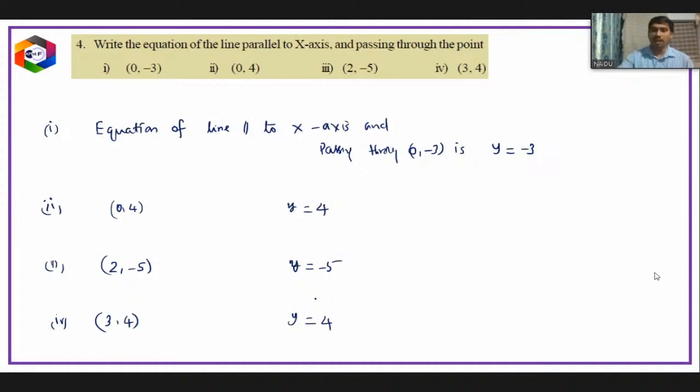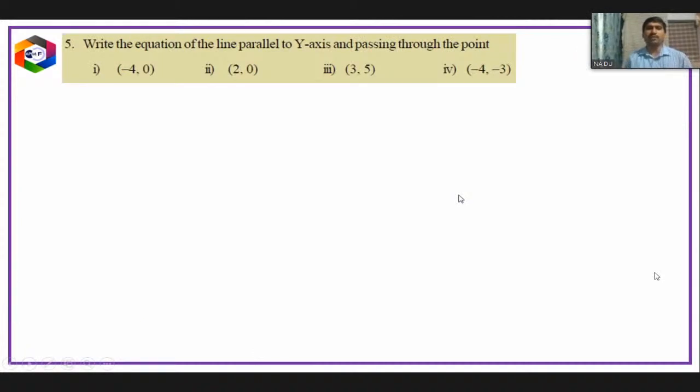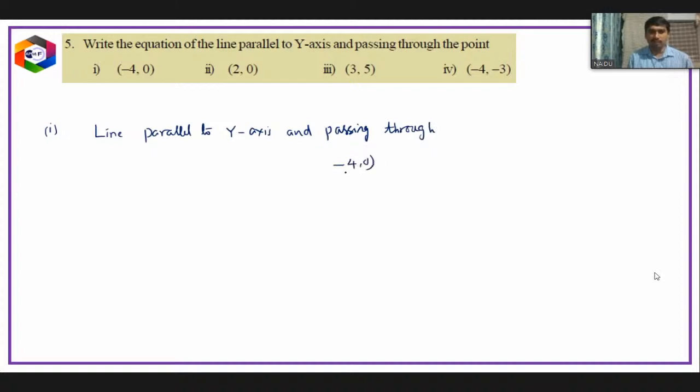I think it is clear. Now, only the equations are asked, passing through. We are moving to the next question: write the equation of the line parallel to the y-axis and passing through the point. As it is simple and you know that, but once again, I will explain the first question. Since it is a line parallel to the y-axis and passing through the point (-4, 0), as we know, if it is parallel to the y-axis, the equation will be in the form x is equal to a constant.